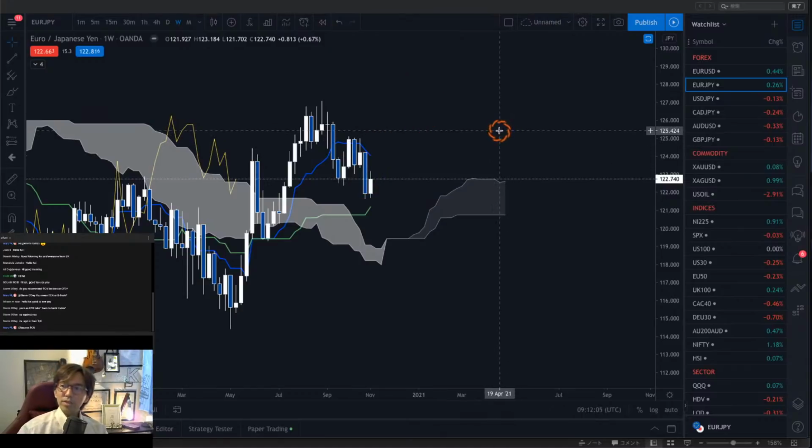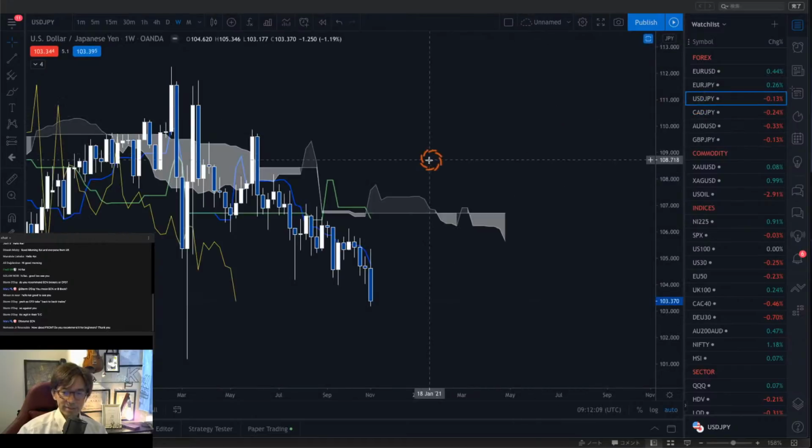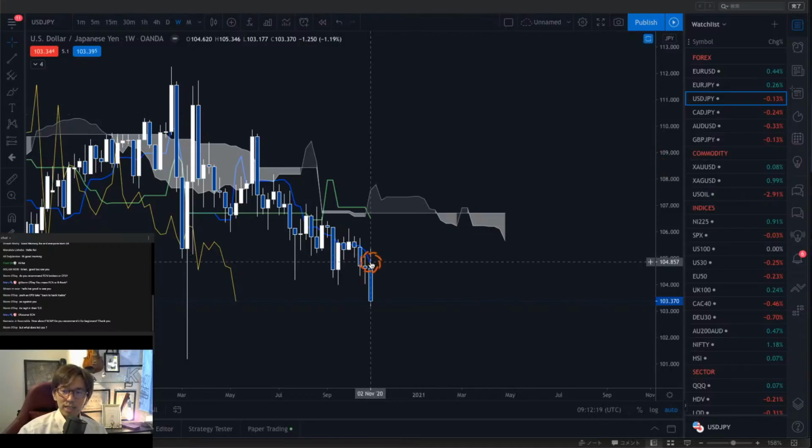So let's move on to the next pair, USD JPY. Alright, USD JPY right now is going down on the weekly chart basis. This is bearish, I would say. The last week candle was a big bearish candle here.